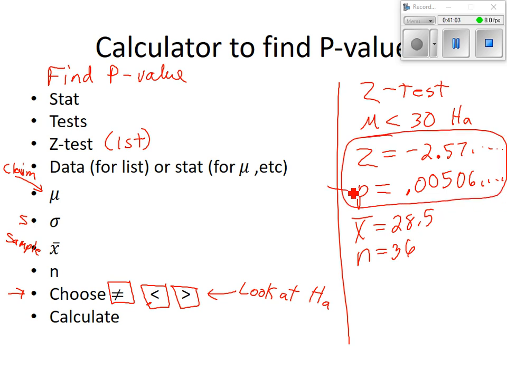They'll tell you, you can find the p-value by doing this instead of looking it up on the chart, finding that area on the chart. And they also tell you the z-value that you had to find anyway. So instead of using that formula to find z, we could have used the calculator. So this is to find the p-value. You could also use it to find your z.